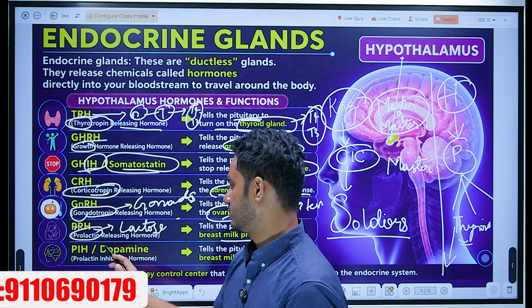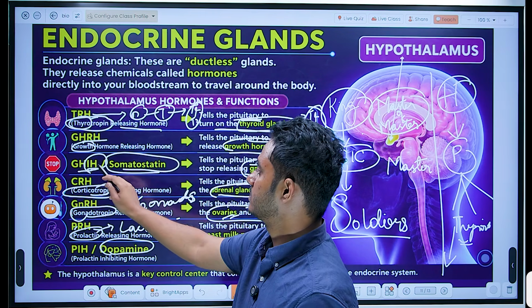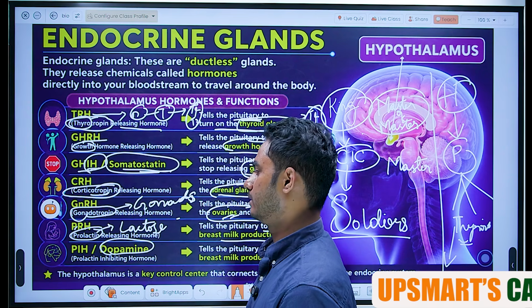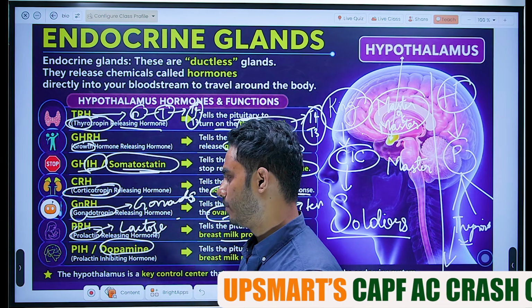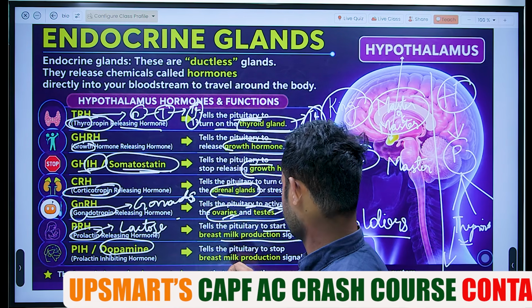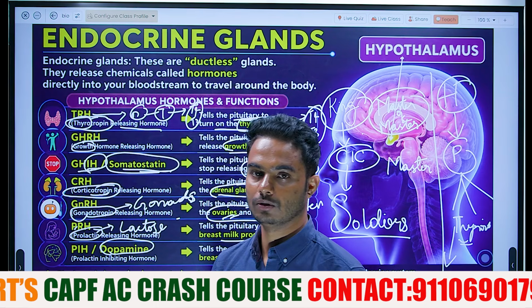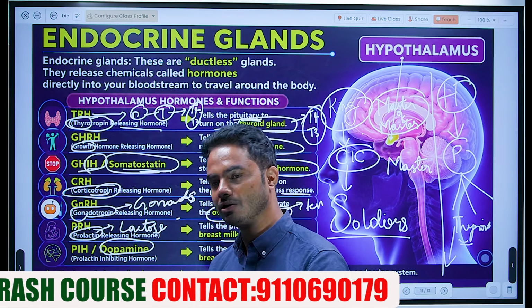Next, PIH, that is dopamine. The other name is dopamine, so IH has other names. GHIH, growth hormone inhibiting hormone, has the other name somatostatin. The other name for prolactin inhibition is dopamine. How they stop the breast milk is dopamine, or PIH, prolactin inhibiting hormone. Easy names, you should just get used to them, that's all.